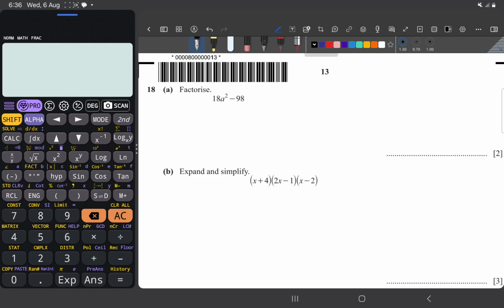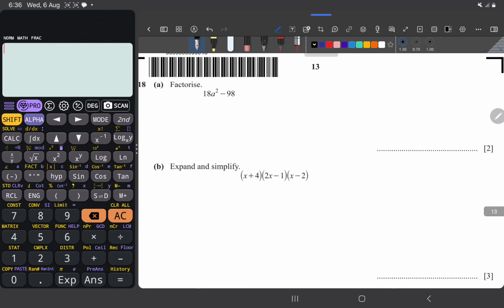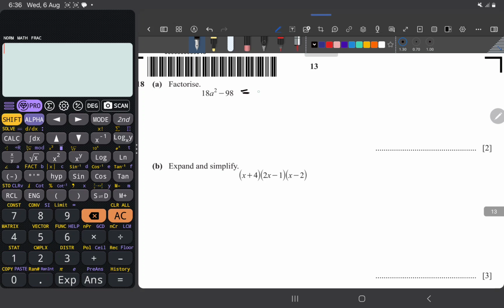Okay. So 98, can 4 go in? 98 divided by 4? No, it can't. So we do 2. So in other words, this is going to be equal to 2 comes out. I will now have 2 into 18 is 9. The a squared is still there. Then minus 2 into 98 is 49. I said 98 divided by 2, we got 49. All right.